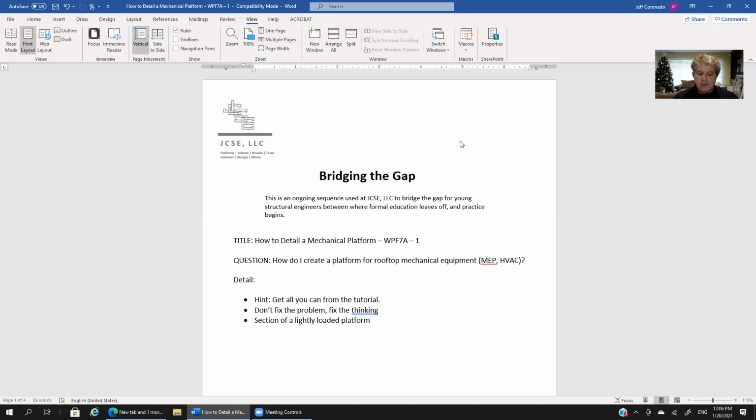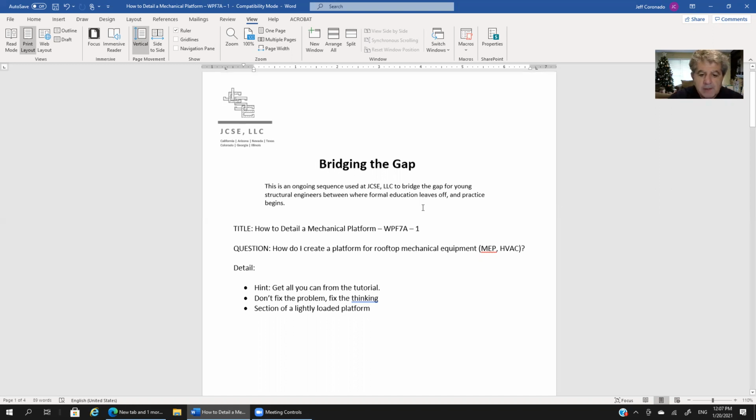In particular, what we're dealing with here is detailing a mechanical platform on a rooftop. It's a question that came in from a young engineer, who is creating a platform for rooftop mechanical equipment, which is sometimes abbreviated MEP or HVAC. MEP stands for mechanical, electrical, plumbing, and HVAC stands for heating, ventilation, and air conditioning. Either way, it's a platform that we place on a rooftop to support that kind of equipment, and the engineer is looking for some guidance on that. So absolutely, let's jump in and see what we can help with.